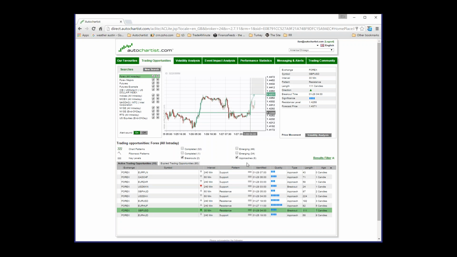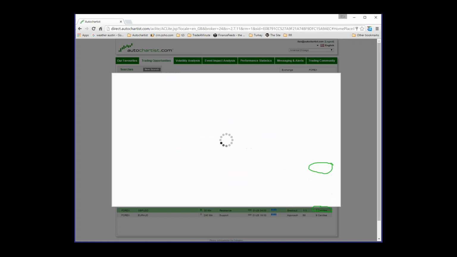One of the most important things that I want to highlight to you is actually this. What I'm going to do is take a pen and draw it here. This column over here, right? It's called age, right? And you can see that this opportunity that I've highlighted is actually 7 candles old, and you can see that quite clearly on the chart itself, where, if I click on it, we'll zoom in.